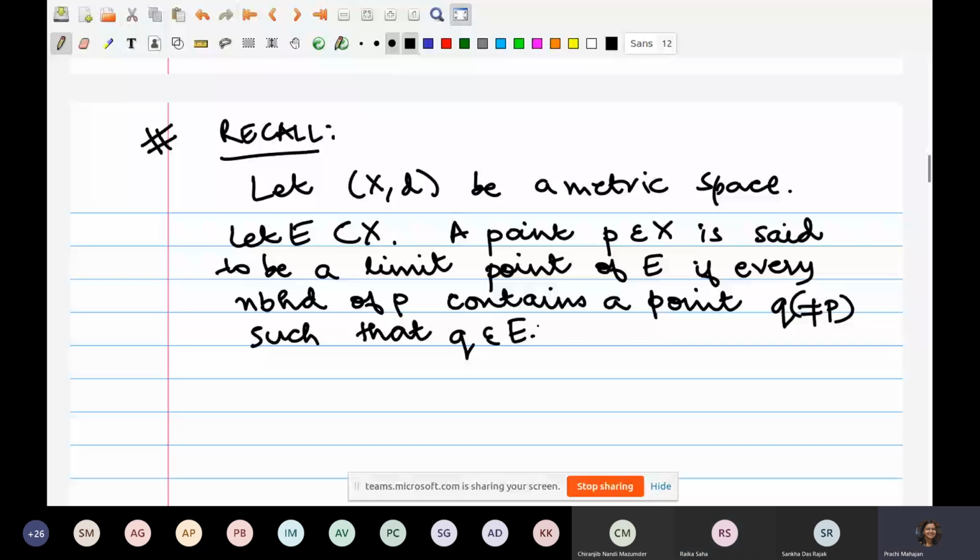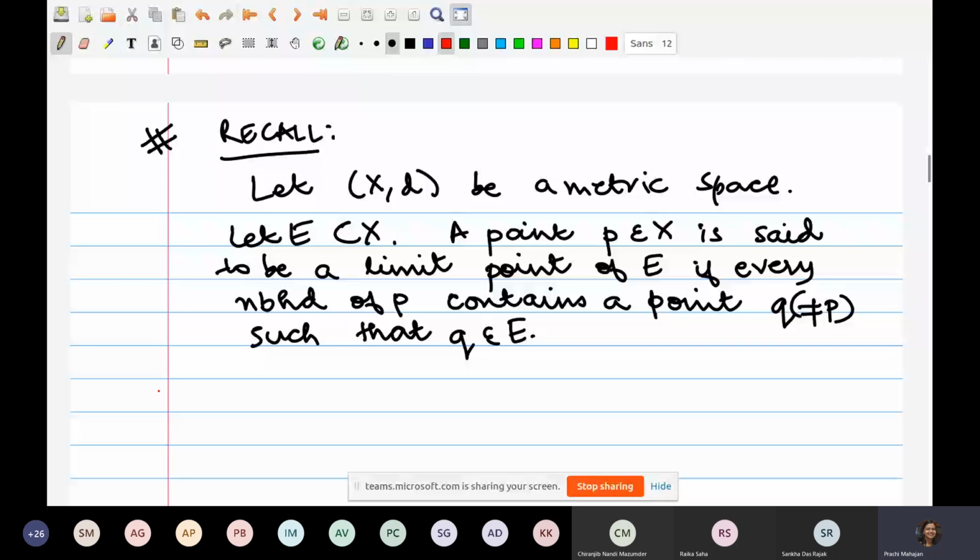P is said to be a limit point of E, a subset of X, if every neighborhood of P contains a point of E different from P. Correct? Last time we also saw examples showing that if P is a limit point of the subset E, P may or may not belong to E. Okay, so let's do one little exercise to warm you up.